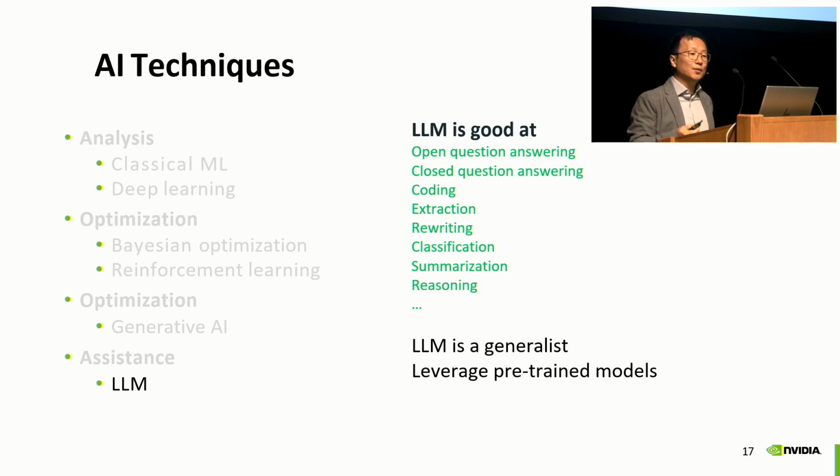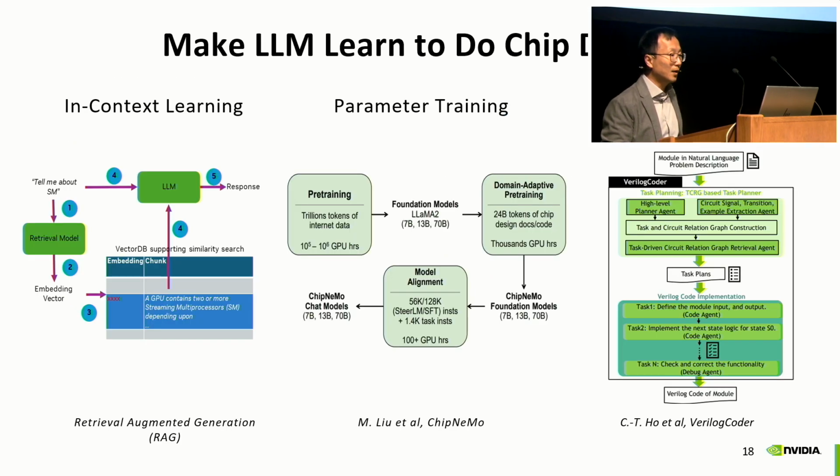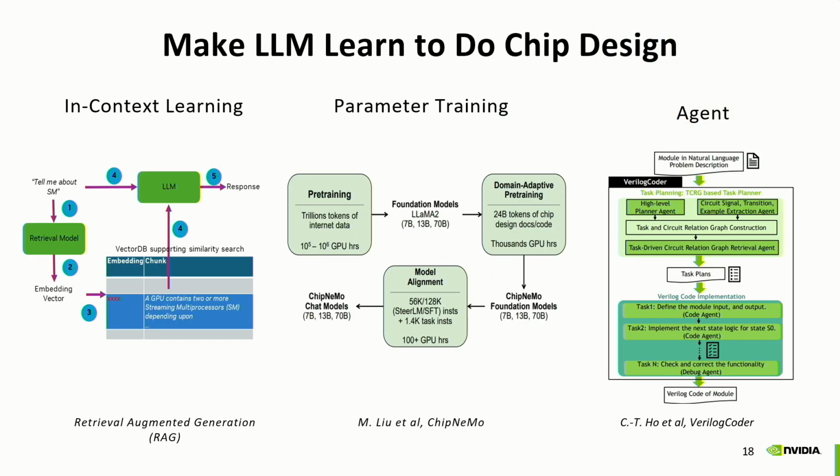So we can directly use a language model without any training, unlike previous AI techniques, which all require some sort of training on your own data. Therefore, LLM has the broadest applicabilities in chip design. The question is, how do we make LLM learn to do some special things in chip design? Because we often have special knowledge that's not included in the pre-training data for these LLMs.